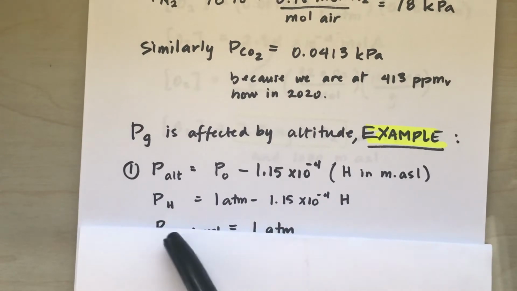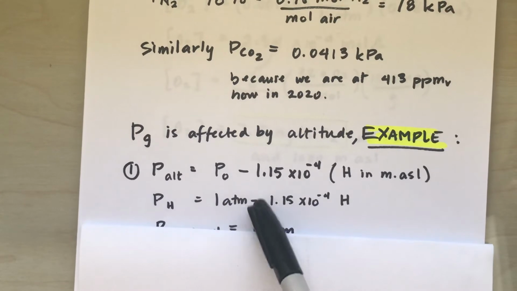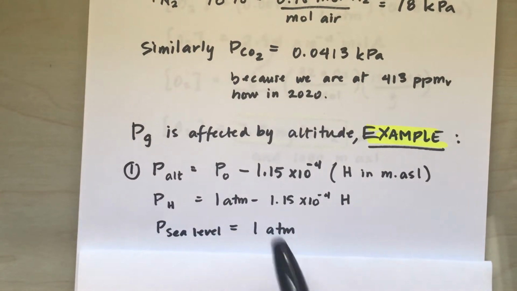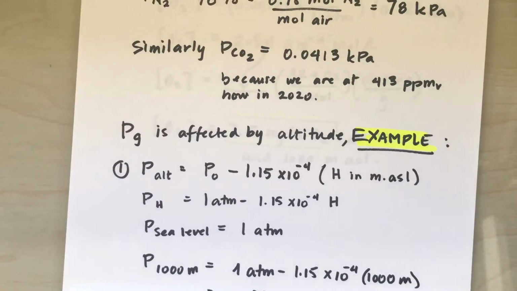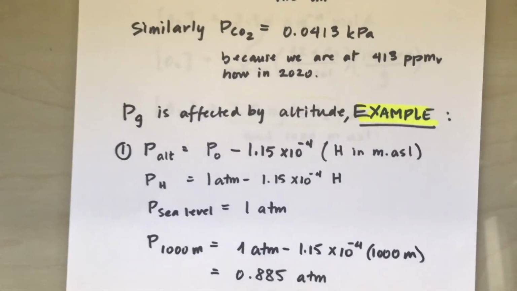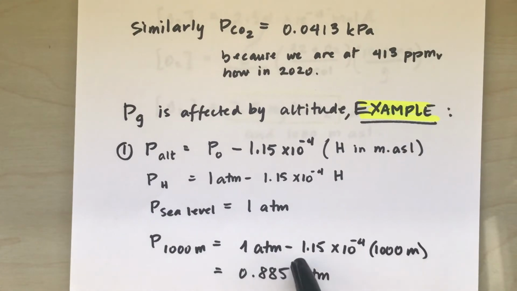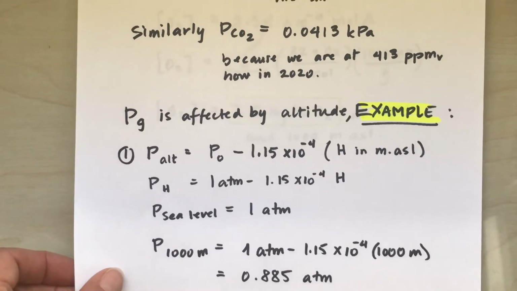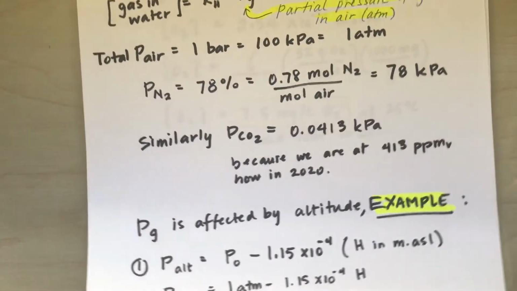So at a certain height, it's the pressure at sea level, 1 atmosphere, minus 1.15 times 10 to the -4th times h. At sea level, that's just going to be 1 atmosphere. That's pretty clear. But if we increase our altitude, then we have a different story. At 1,000 meters, it's 1 atmosphere minus 1.15 times 10 to the -4th times 1,000 meters, or 0.885 atmosphere. Let's continue.